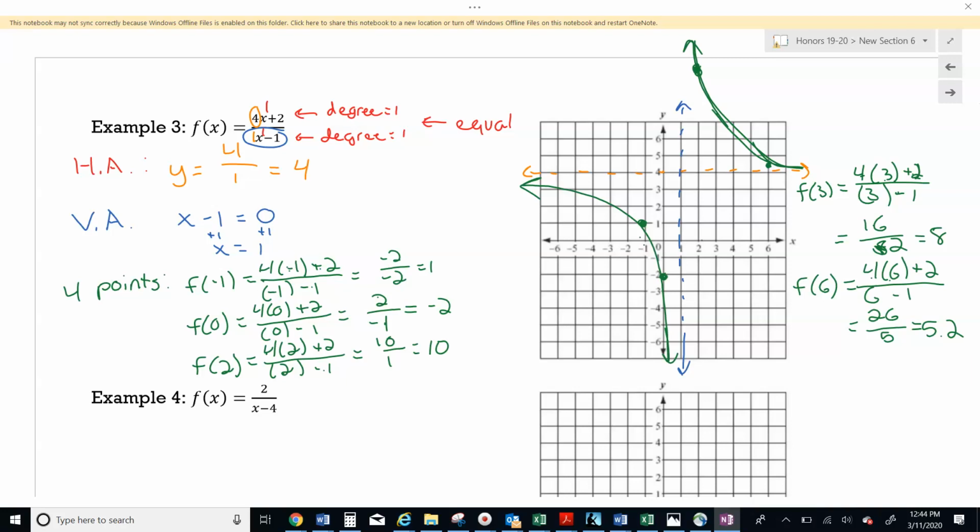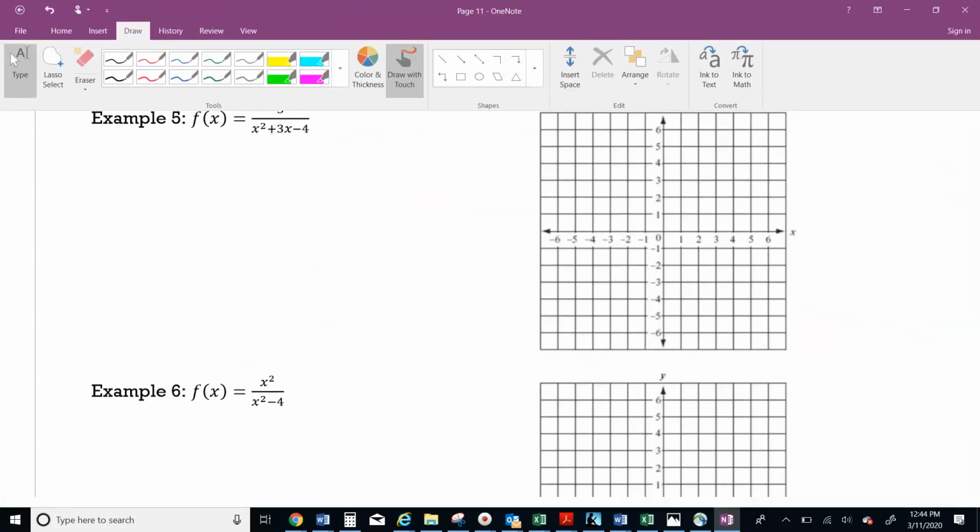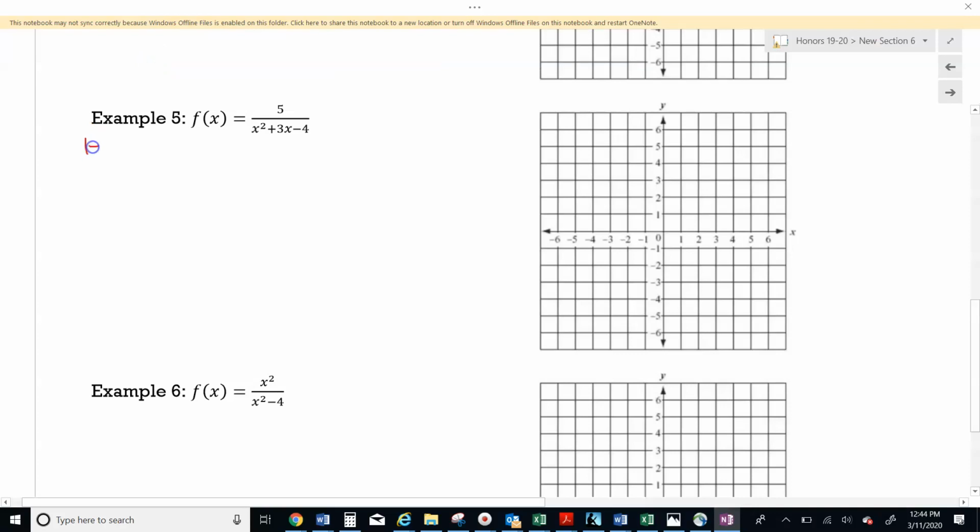We're going to do one more example. I'm going to actually skip example 4, and I want to jump down to example 5. So first we're going to do our horizontal asymptotes. Degree equals 0. Degree equals 2. Not the same. So therefore, y equals 0. Okay? It's always 0 if they're not equal.